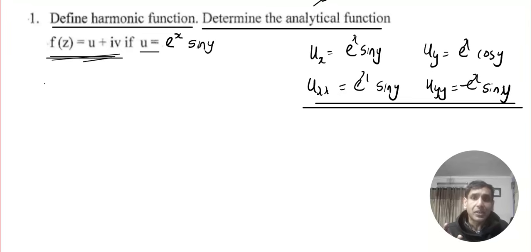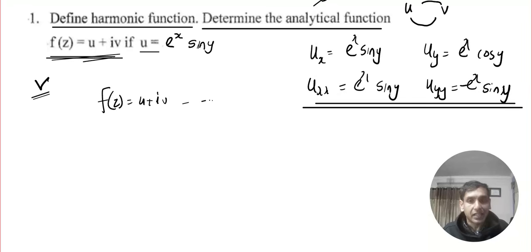So I'm going to do it like this. Let V be the harmonic conjugate. Don't forget that word, harmonic conjugate. If U is given, V is the harmonic conjugate. If V is given, U is the harmonic conjugate. So let V be the harmonic conjugate in such a way that f of z equals u plus iv is analytic. Therefore, the derivative is equal to ux plus ivx.